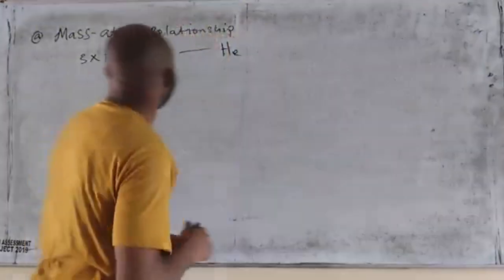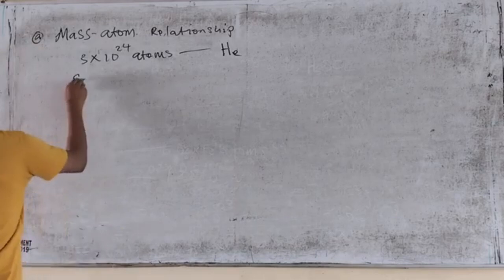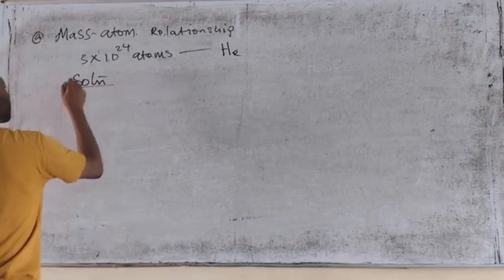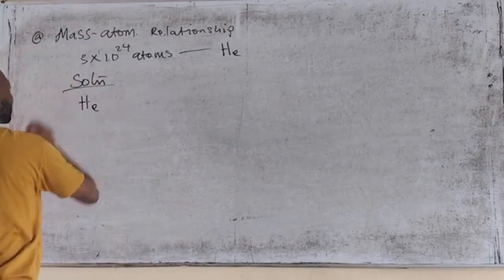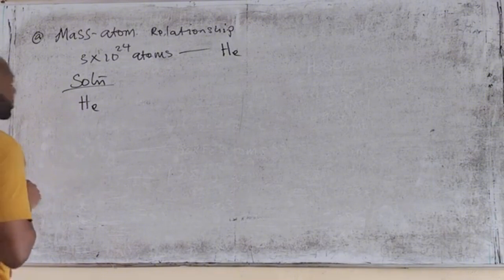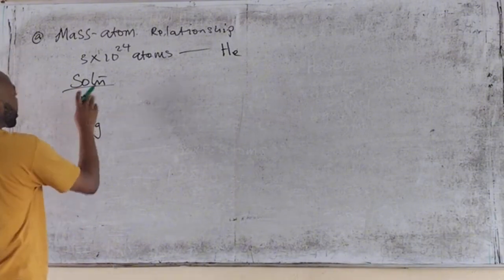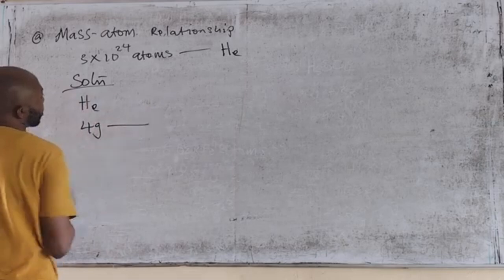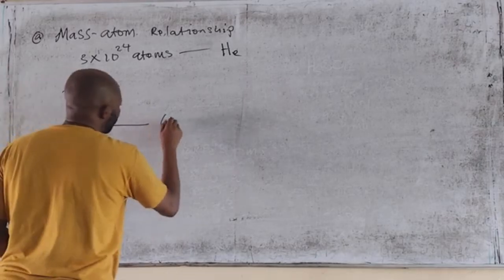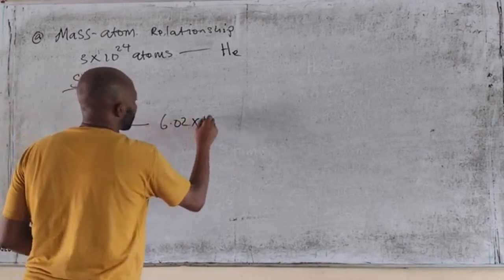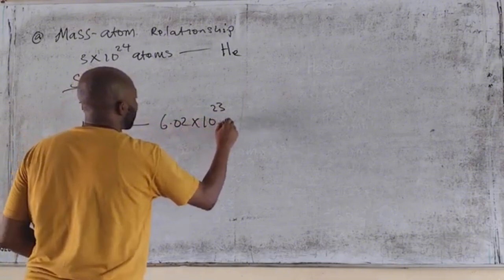Atoms of helium, that's all. So solution, helium, mass atom relationship. How many grams of this? We have 4 grams. The relative molecular mass of helium is 4. It will give us 6.02 times 10 raised to the power 23 atoms.